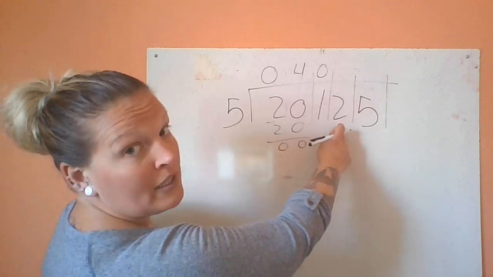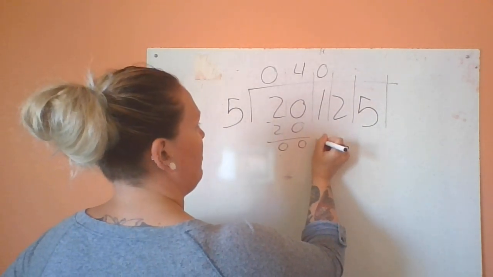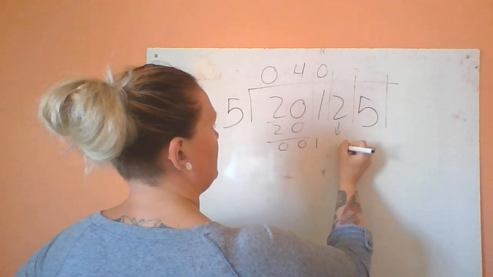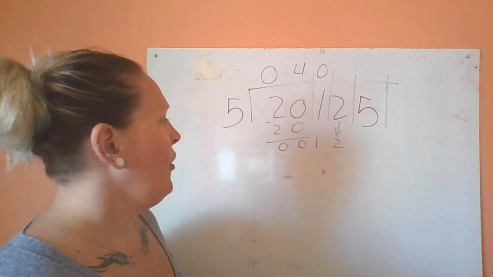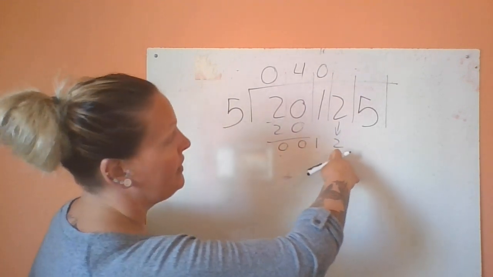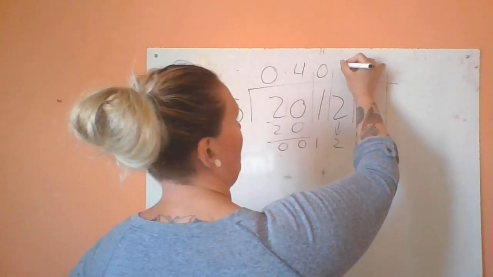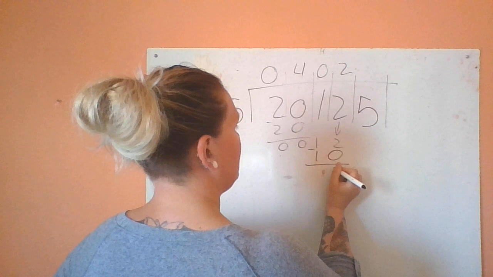But I do know that 5 can go into 12. So let's skip count again. My 1 will come down here, and then I'll also bring my 2 down so I'm not confused. So 5, 10, I can't go again because then I'll be above what I need to be. So I will put a 2 up here, 10 down here, subtract.